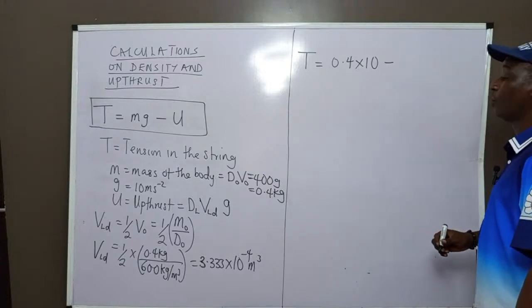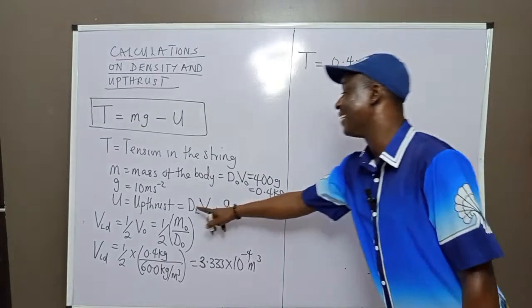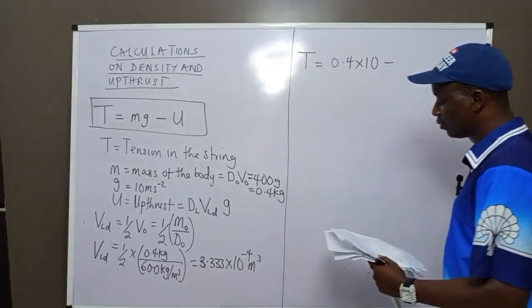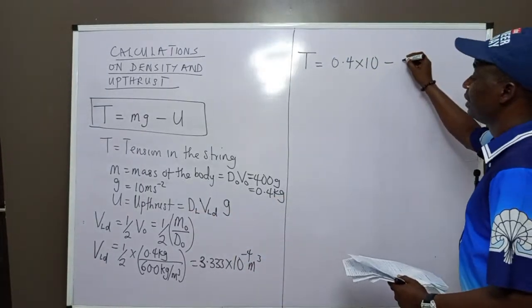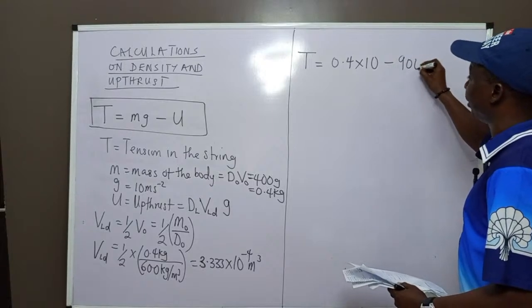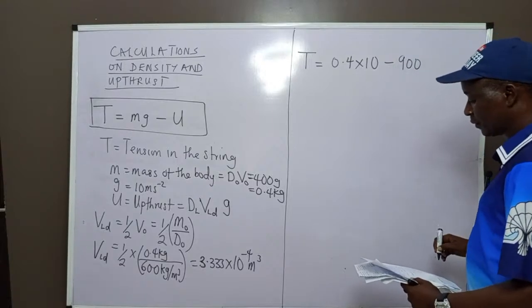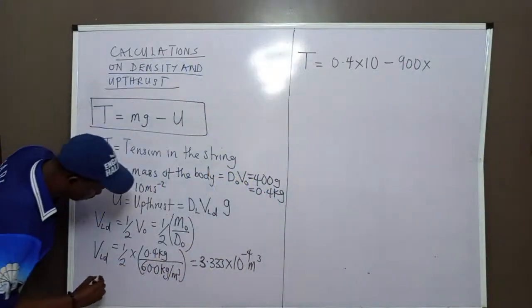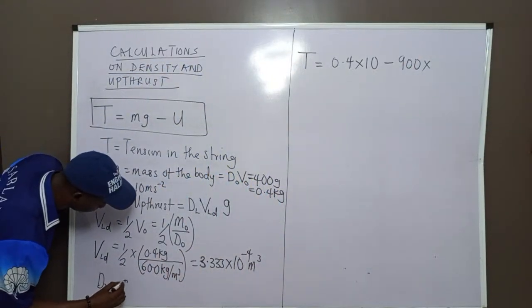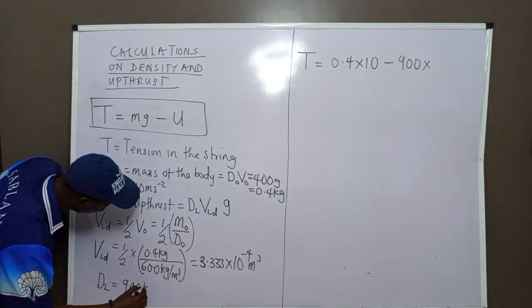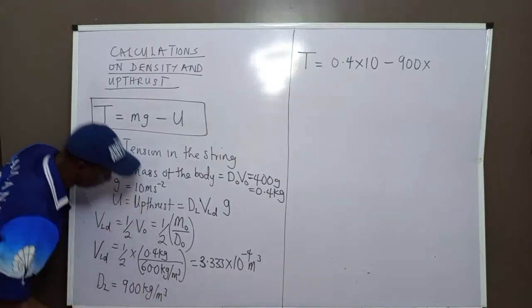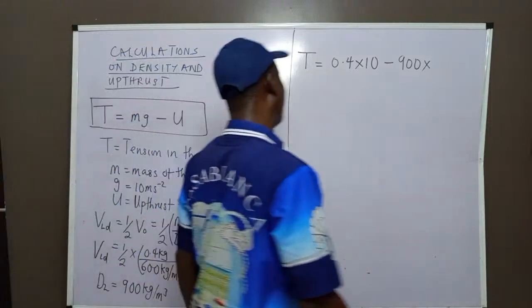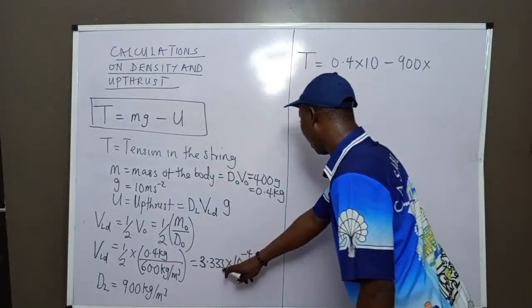What is upthrust? Upthrust is density of liquid times volume of liquid displaced times gravity. What is density of liquid? It is in the question. Density of liquid is 900 kilogram per meter cube. So what about the volume of liquid displaced? We have already solved for that, which is what?